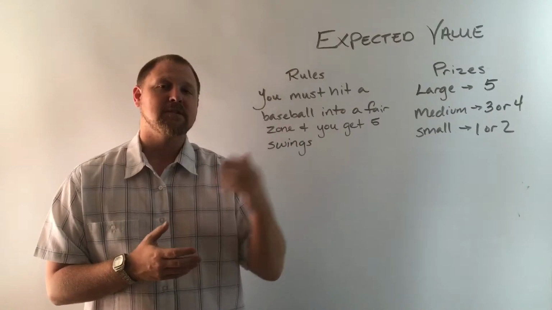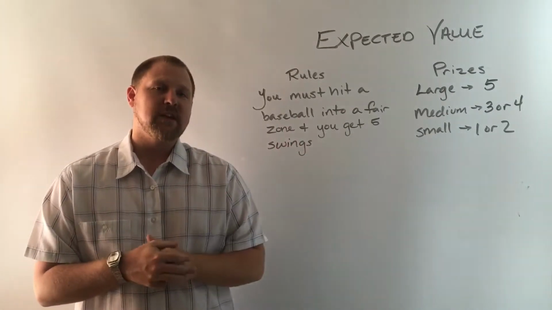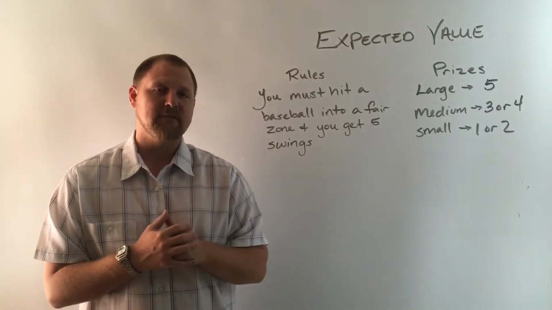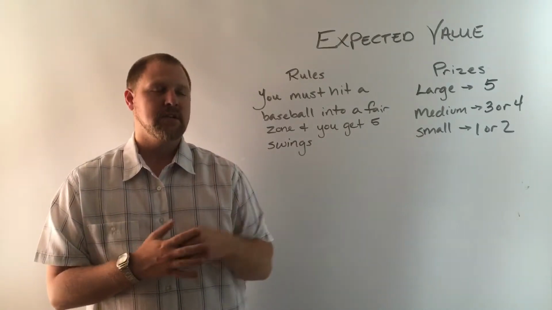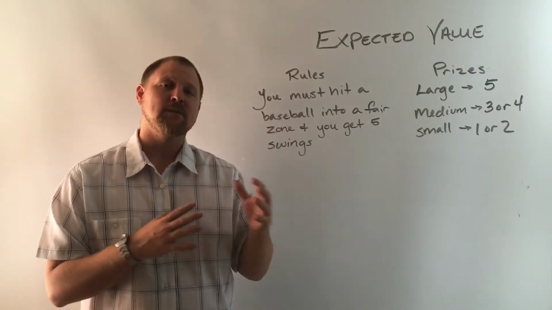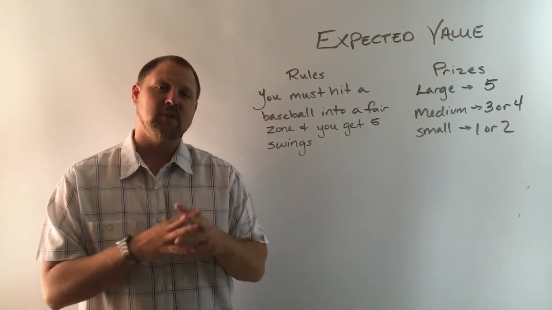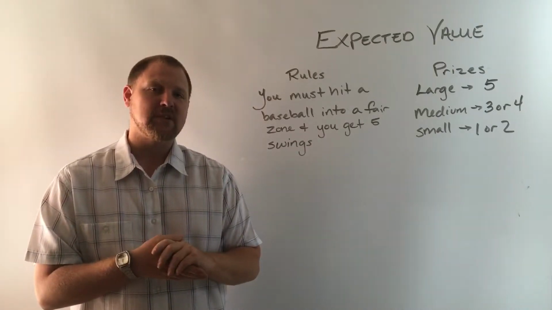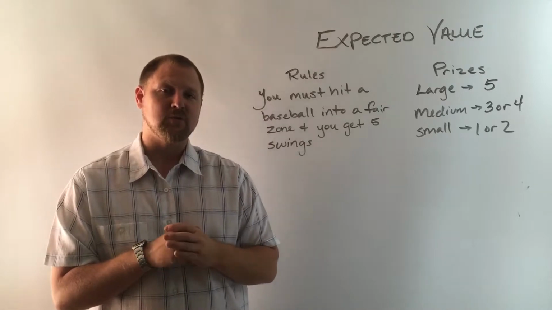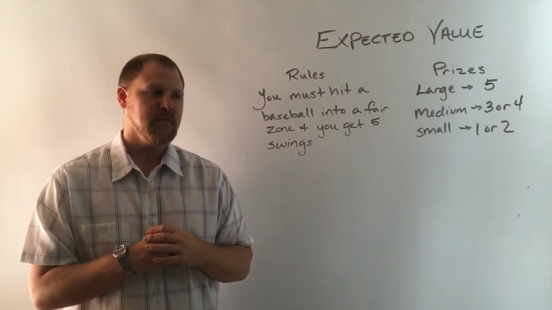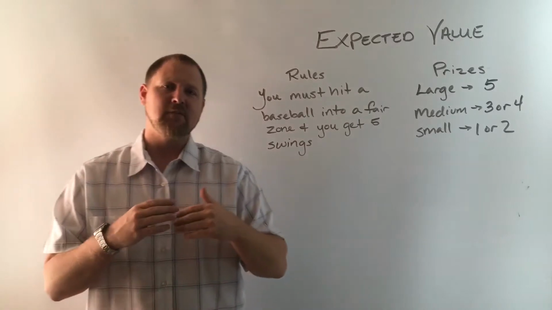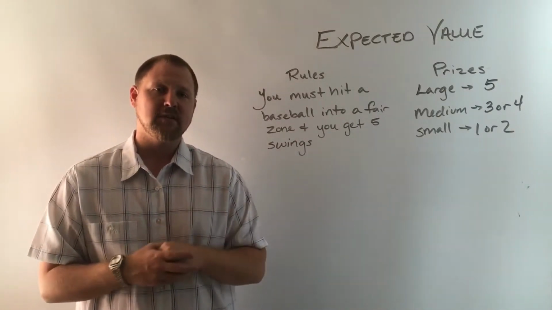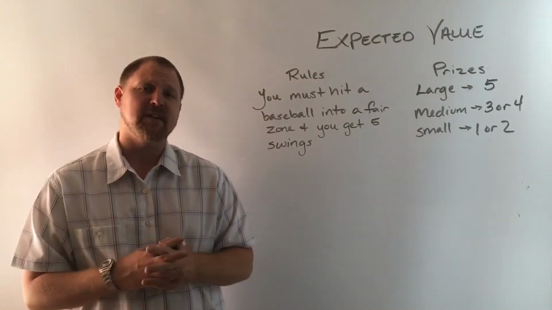The next topic here is expected value. We have rules of a game that say you must hit a baseball into a fair zone for it to count, and you're going to get a total of 5 swings. The prize is offered: you get a large prize if all 5 swings result in a baseball going into the fair zone, a medium prize if 3 or 4 of those hits are successful, and a small prize if 1 or 2 of those hits is successful. Now this is binomial probability because whenever you hit the baseball, it's either going to go fair or foul. So there's only 2 possible outcomes of a single event. Therefore, we can use Pascal's Triangle.